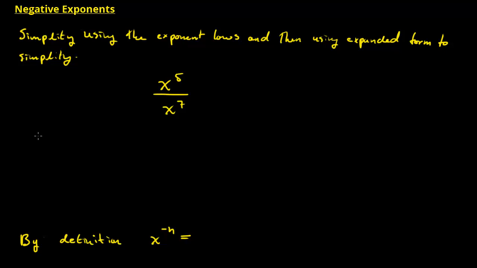In this video, we start to examine negative exponents. So first here we're told to simplify using the exponent laws and then using expanded form to simplify the following. So we've got x to the power of 5 divided by x to the power of 7.